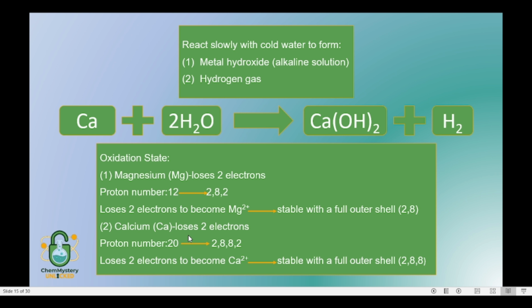Calcium loses 2 electrons. Proton number is 20, so electrons are 20. Electronic configuration. What is the electronic configuration of calcium? 2 electrons in the first shell, 8 electrons in the second shell and 8 electrons in the third shell. And 2 electrons remain, so they are in the fourth shell.